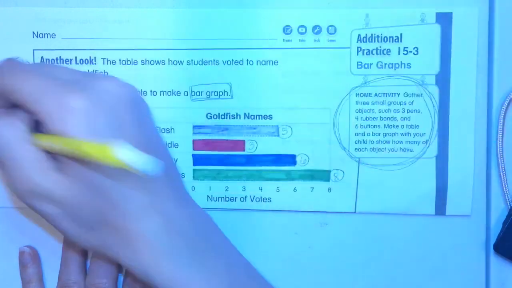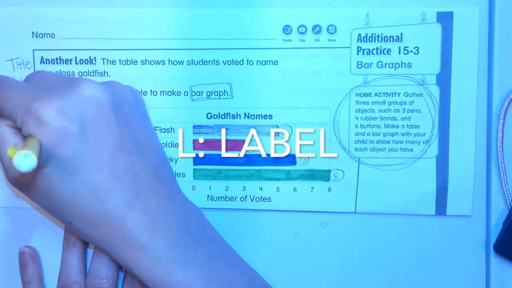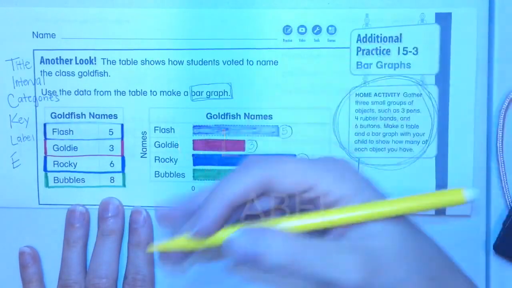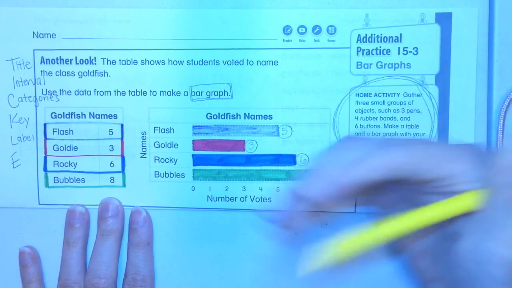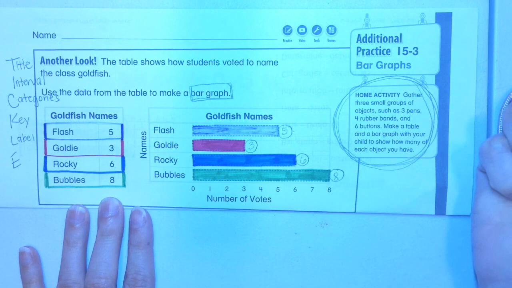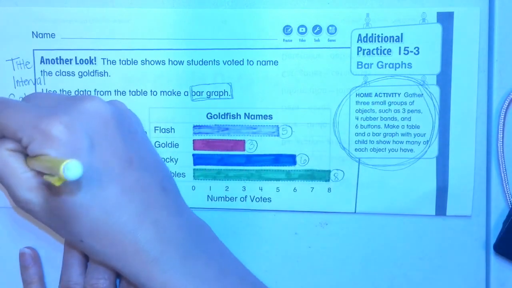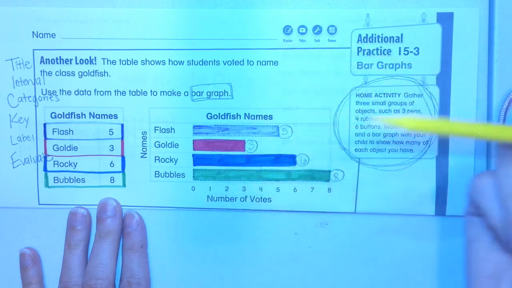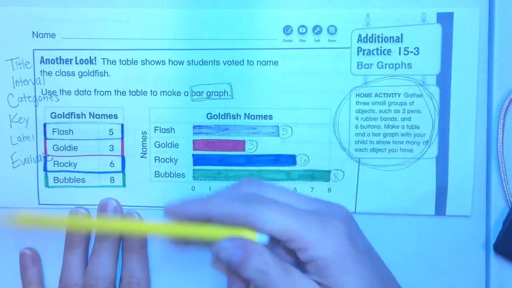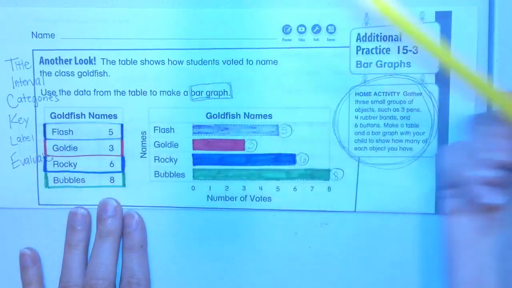Okay, L, label, because we have to label all of these numbers here. And if we don't label them, then we're not showing our graph strategies. And now the E is for evaluate. Fancy word for solve. So whatever the question's asking, that's what I'm going to evaluate.